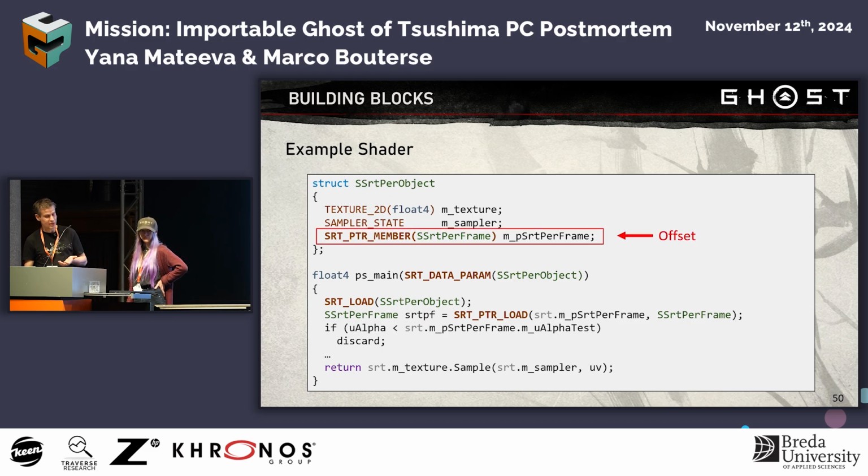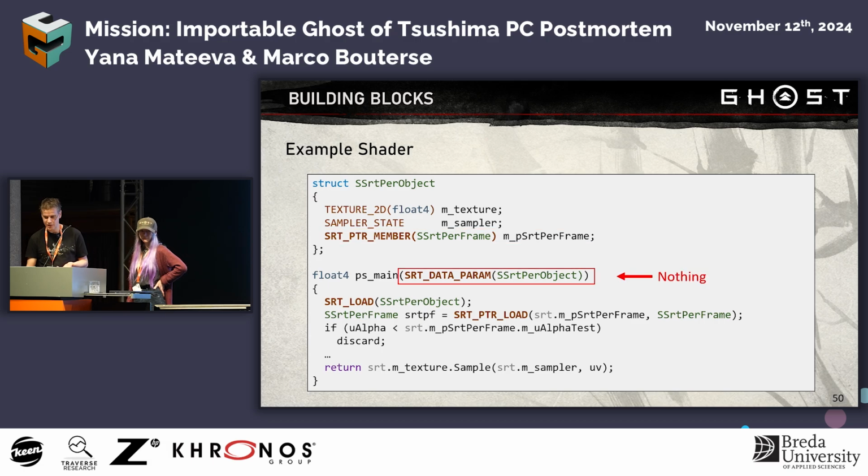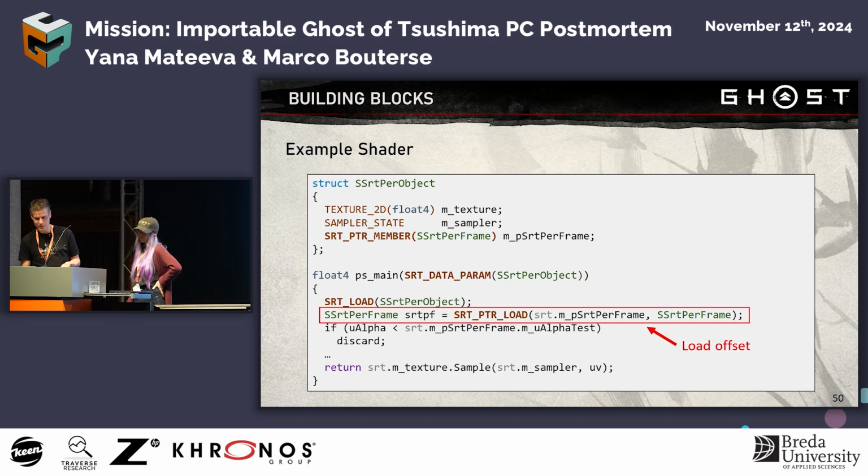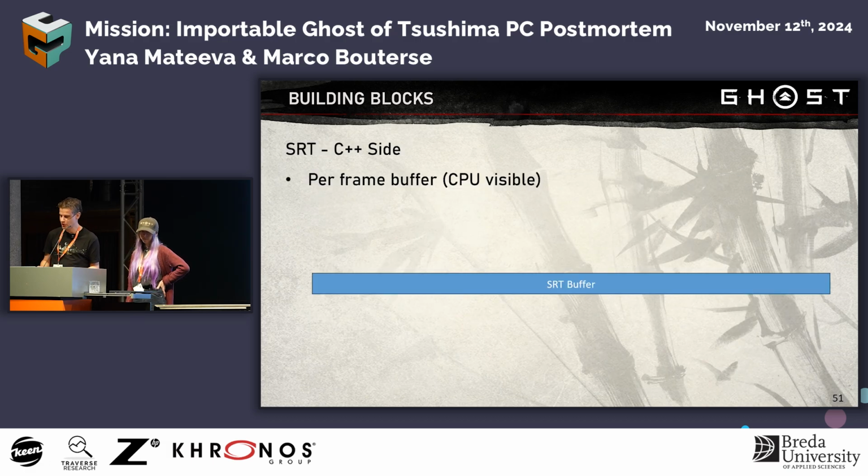We wrap this one. This just stores the offset on PC. This one does nothing on PC. And then we just load from root constant here. And the pointer load just enters the offset and loads from there. So how does it look from the C++ side?